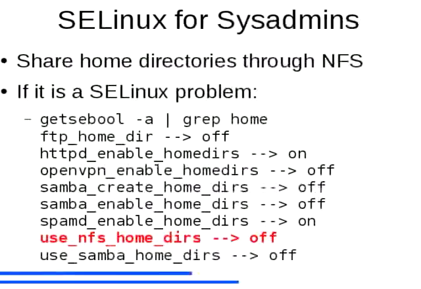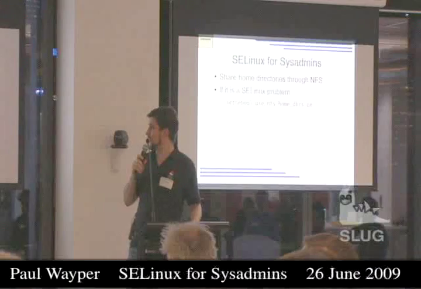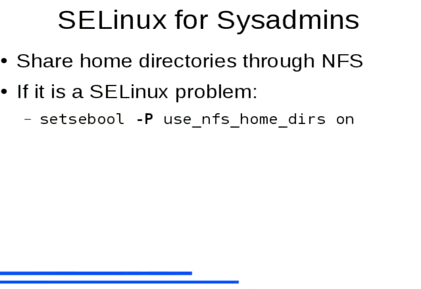So if it is a SLUG problem, then as I covered with the SLUG booleans, if you look for home, we see there's this useful use_nfs_home_dirs at the bottom that's off currently, and we want to turn it on. And so we use the -P flag so that we remember that over a reboot. And there's your real world example using booleans.